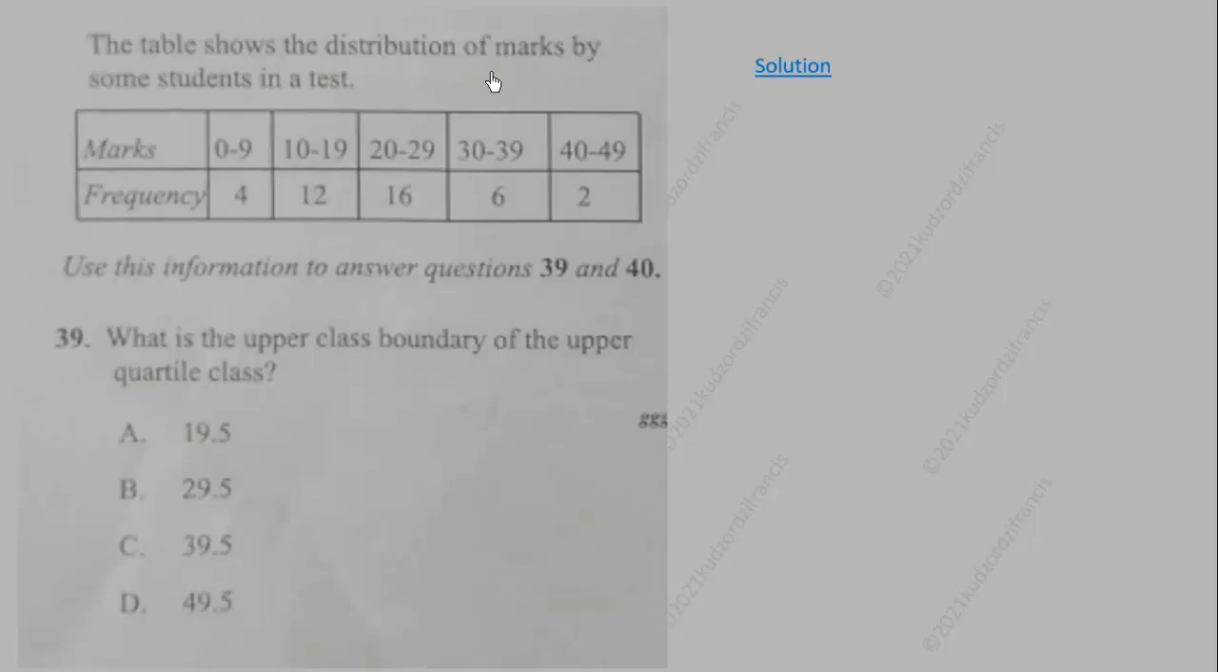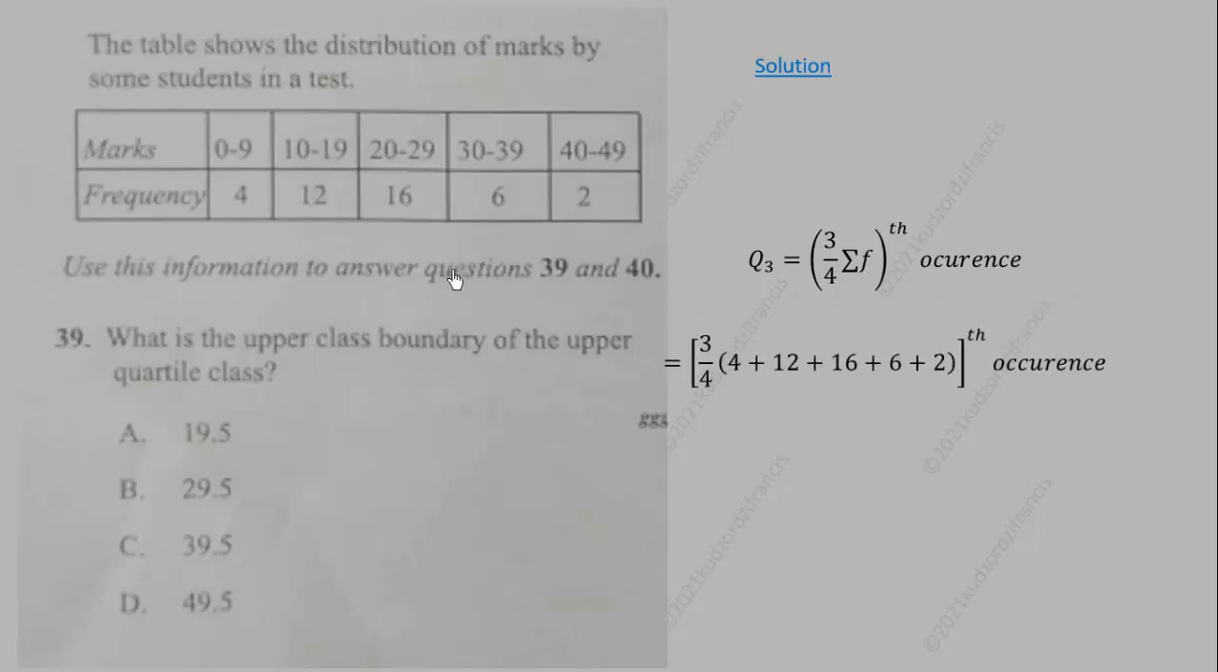The table shows the distribution of marks by some students in a test. Use this information to answer questions 39 and 40. What is the upper class boundary of the upper quartile class? The upper quartile class is the third quartile. So we find the class that corresponds to 3/4 of the summation of the frequencies. The summation of the frequencies is 4 plus 12 plus 16 plus 6 plus 2. So that will give us the 30th occurrence.